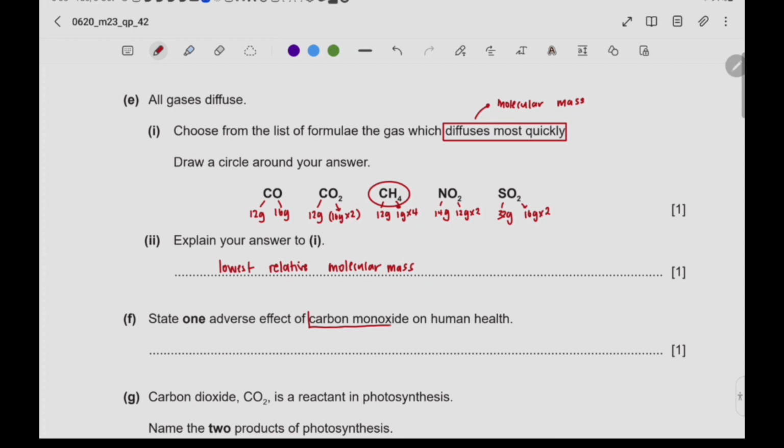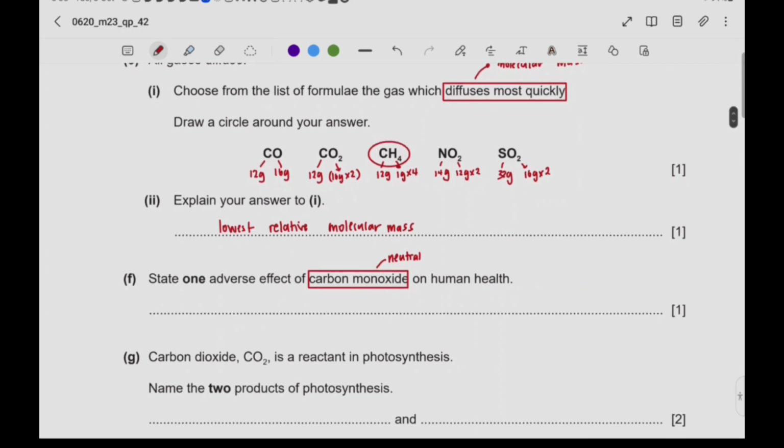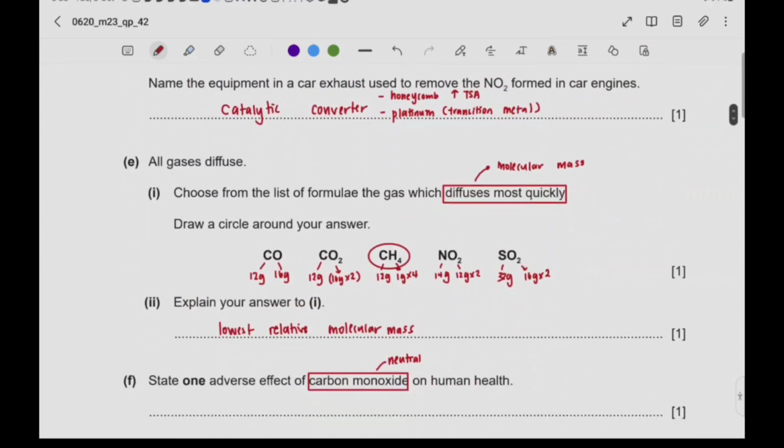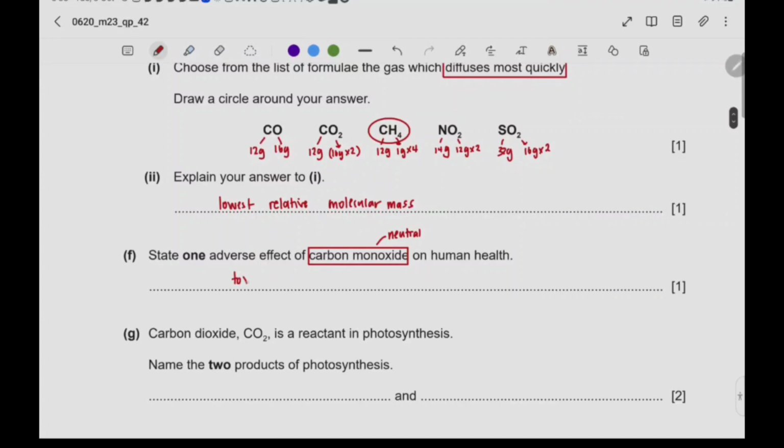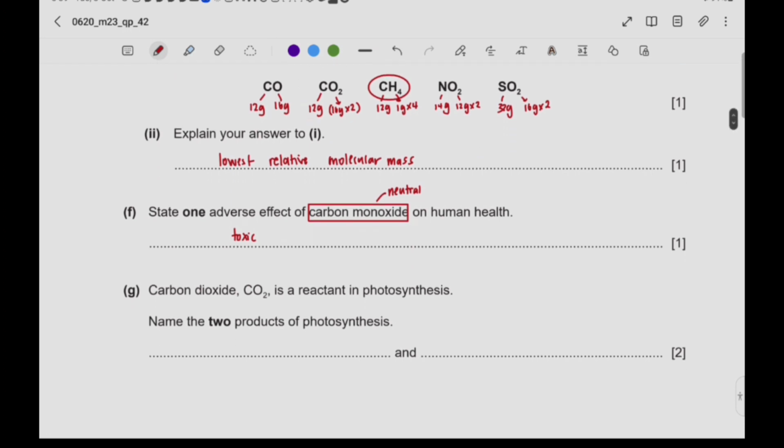Carbon monoxide adverse effect. Please be careful. Carbon monoxide is actually a neutral gas. They are not acidic. Only carbon dioxide is acidic. But how come they are bad for our human health? It is because of the toxicity. It is a toxic gas. Why? Because they will actually bind with our hemoglobin, so they will cause oxygen to be unable to bind with the hemoglobin, so we will have a lack of oxygen. So kind of like suffocation, yeah.